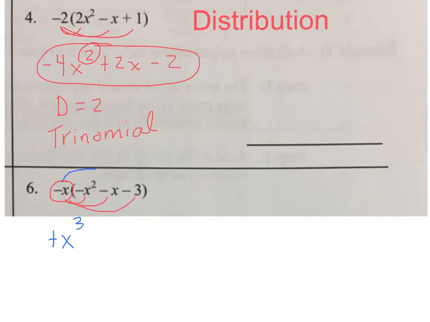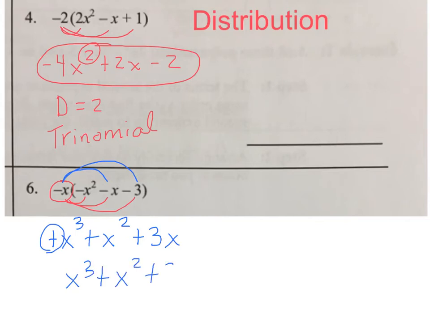Now distribute -x times -x, and that gives me +x squared. And -x times -3 gives me +3x. I'm going to rewrite my answer without this plus sign here. So I've got x cubed plus x squared plus 3x. So now what's the degree of my trinomial? 3, right. I look at each individual term and ask, what's the degree of this term? It's 3. And this term? It's 2. And this term? It's 1. So the degree of the entire trinomial is 3.